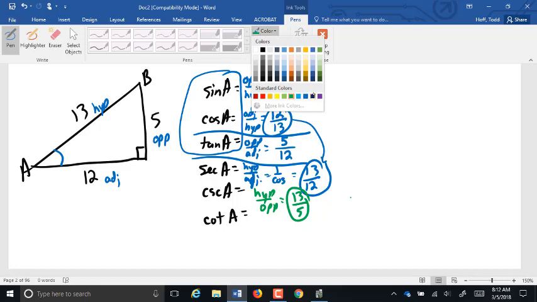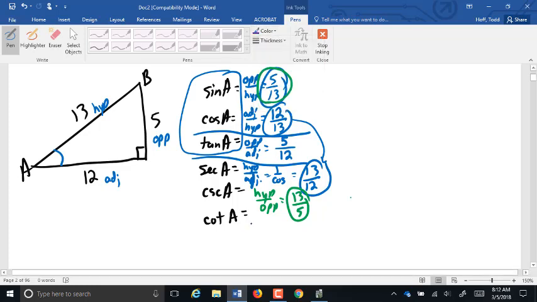And finally, cotangent is adjacent over opposite. Adjacent is 12, opposite is 5. You'll notice that is the reciprocal of the tangent. Just flip over the tangent.